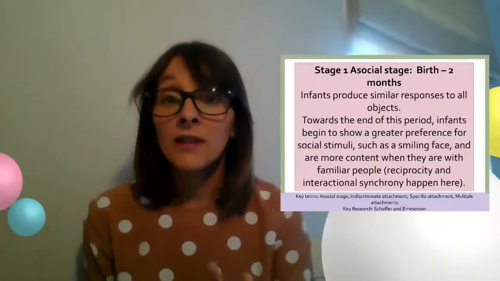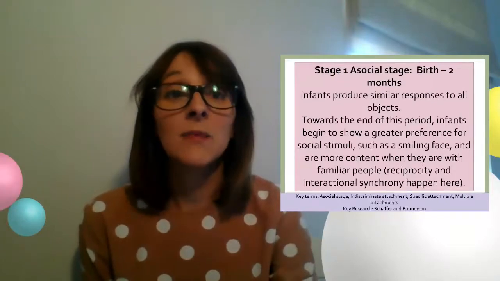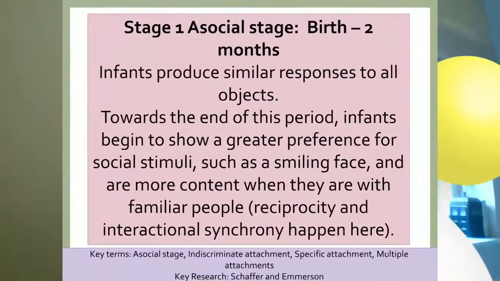So these are the stages of attachment. I'll go through each one and explain them. Stage 1 is the asocial stage, and this is from birth to 2 months of age. They found that infants produced a similar response to all objects, so they didn't have a specific response to certain humans, or humans in general; they would have a similar response to animals as they would to humans. But towards the end of that period, towards 2 months, they showed a preference for social stimuli. They preferred smiling faces, and they preferred to be around familiar people. This is because reciprocity and interactional synchrony were beginning to happen.